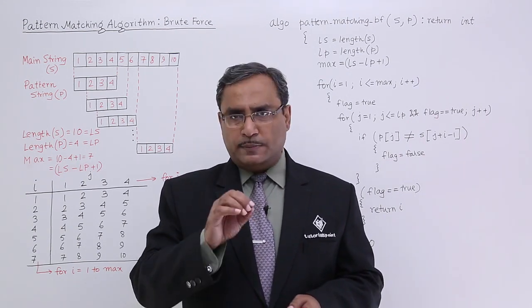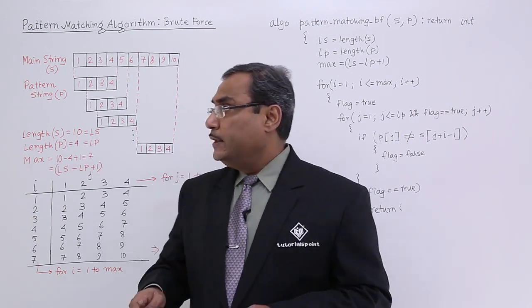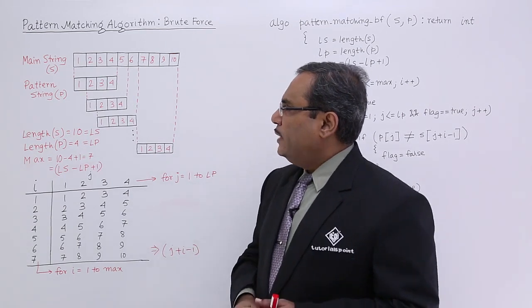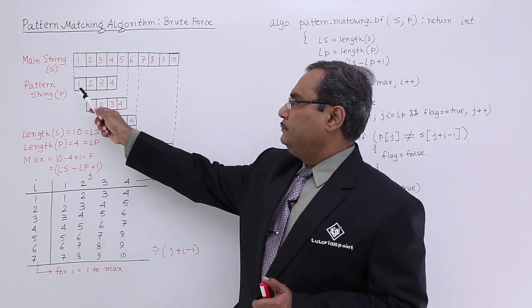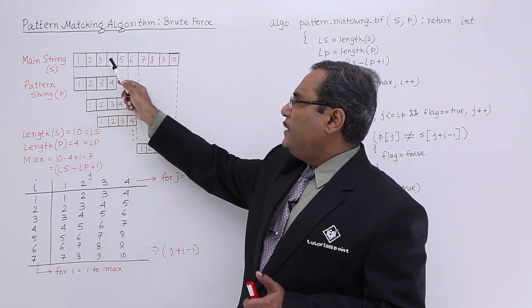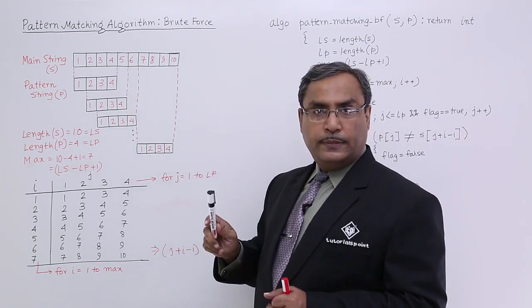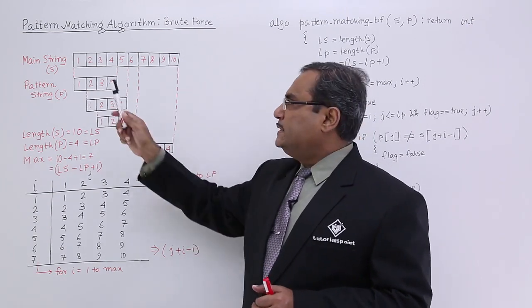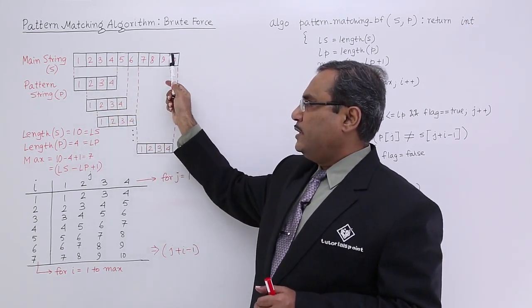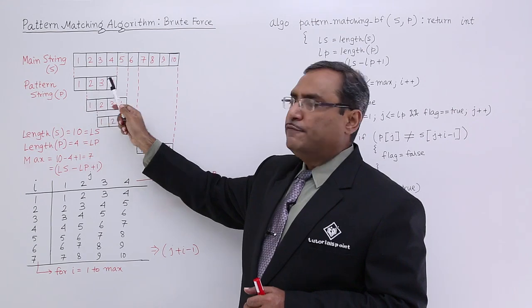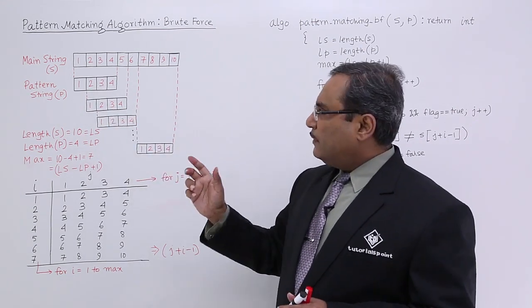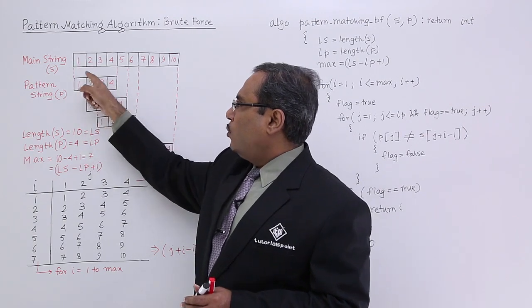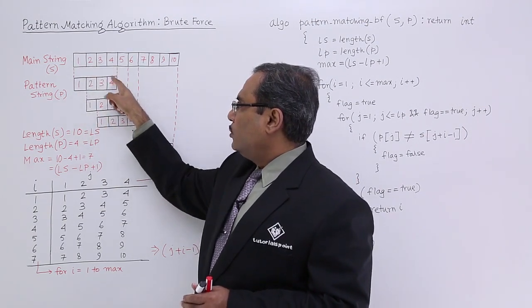Okay, now let me do some sketching and planning at first. So let us suppose we are having a main string S, and a pattern, say P. This main string has a length of 10 and this pattern has a length of 4. That means 10 characters are there in the main string and the pattern has 4 characters. So at first, I shall put this pattern here and I shall go on comparison in this way.